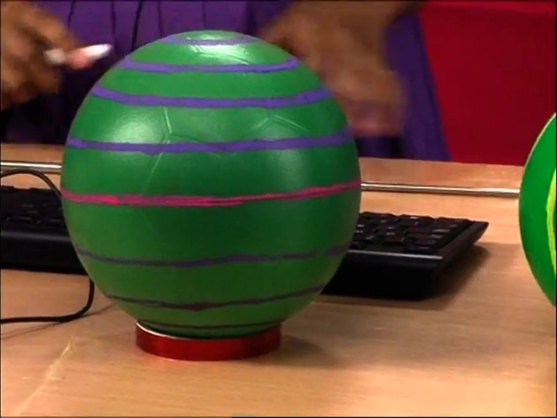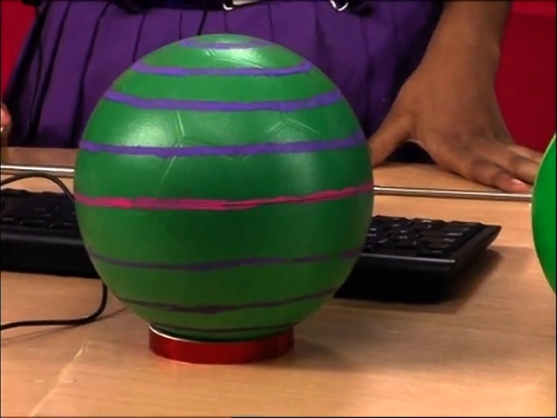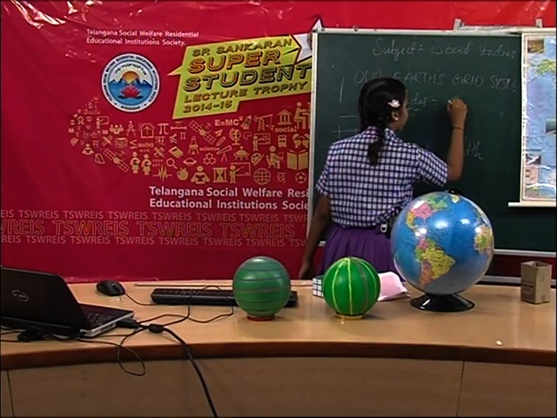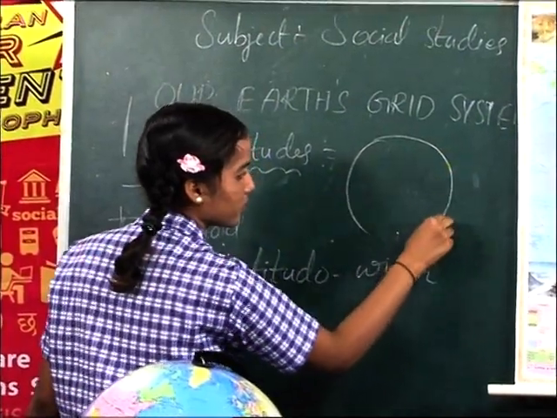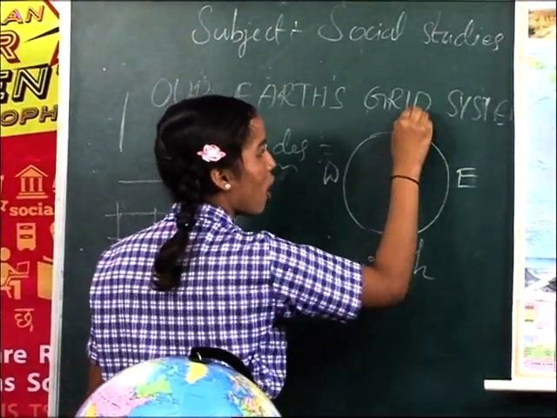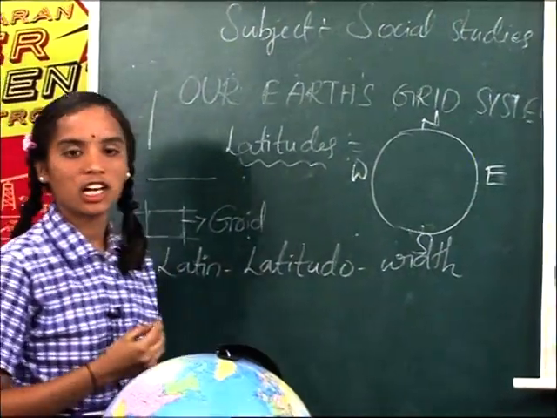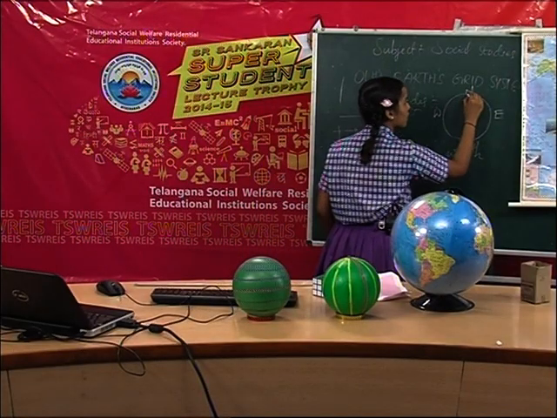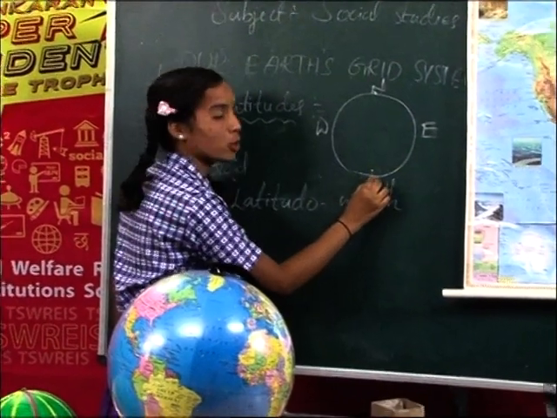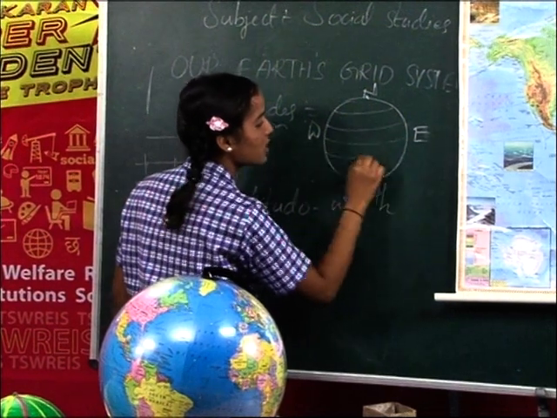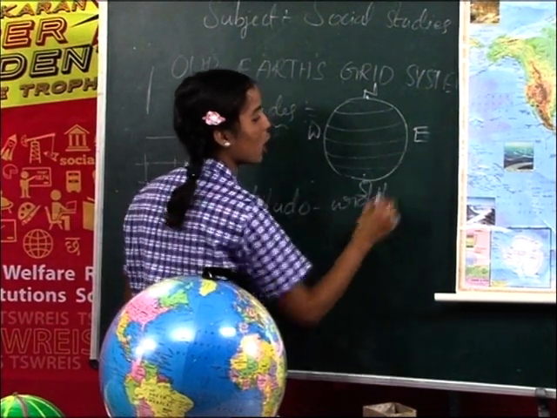Friends, do you know the directions? How many directions are there? Yes, there are 4 directions. East, west, north and south. These are the directions. Okay friends, these latitudes are drawn between the North Pole and South Pole. Latitudes are the horizontal circles drawn between the North Pole and South Pole.